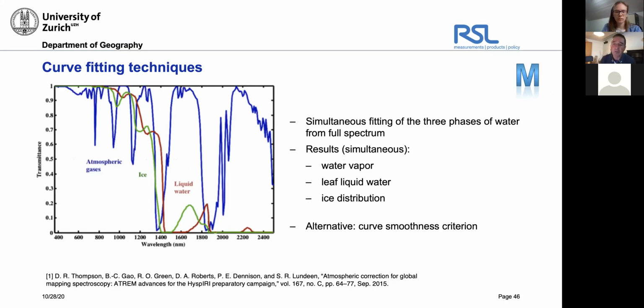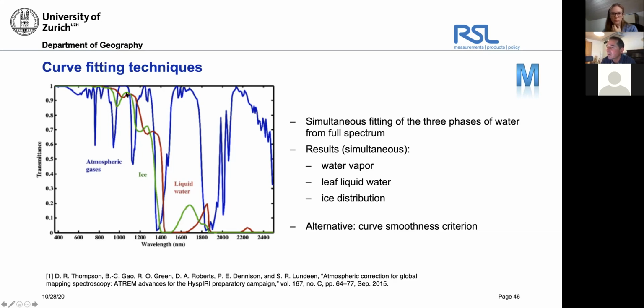There are other possibilities. Instead of absorption depth, there is modeling the full spectrum, which is in theory the much better way to do it. So the problem is the following. You've got the atmospheric gases. Remember this curve, the blue curve, which is atmospheric gases. But at the same time, you usually have liquid water, for instance in leaves. And liquid water has an absorption spectrum which overlaps the one of the gases. And also ice and snow overlap the one of the gases, specifically at 940 nanometers.